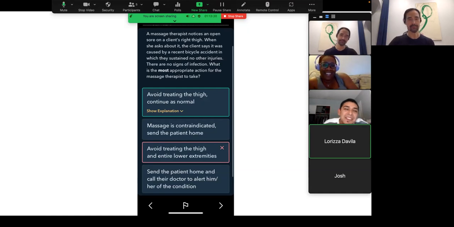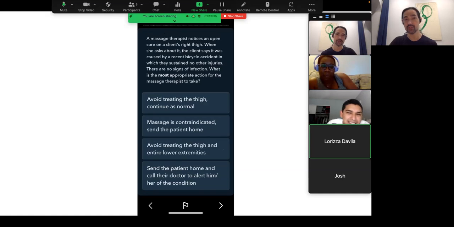Okay. So a massage therapist notices an open sore on a client's right thigh. When she asks about it, the client says it was caused by a recent bicycle accident in which they sustained no other injuries. There are no signs of infection. What is the most appropriate action for the massage therapist to take? Avoid treating the thigh, continue as normal. Massage is contraindicated, send the patient home. Avoid treating the thigh and entire lower extremities. Send the patient home and call their doctor to alert him or her of the condition.